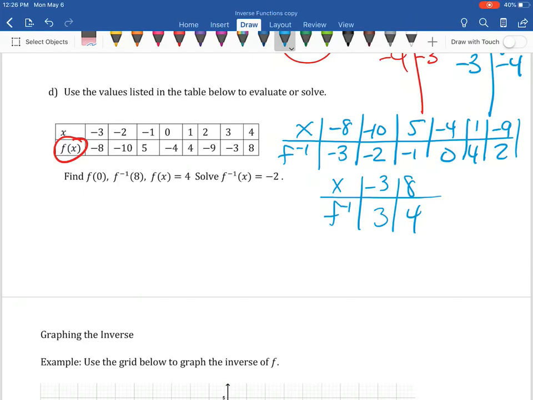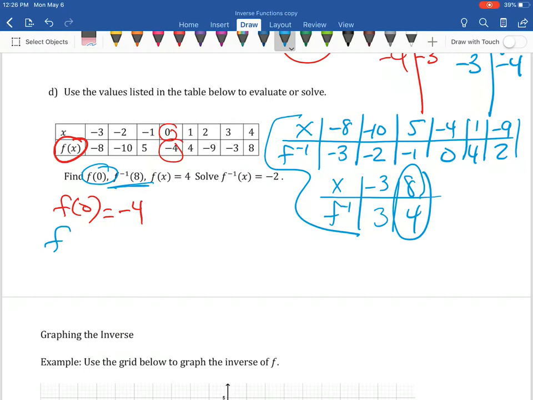So now it's asking to find f of 0. f of 0, that's my original function. That's my red function. So if I look at the chart for f and I look at 0, I would get out -4. This one here is my inverse function. So when I look at my chart, I want to make sure I look at this f inverse chart. So when I find f inverse of 8, I'm going to get 4.